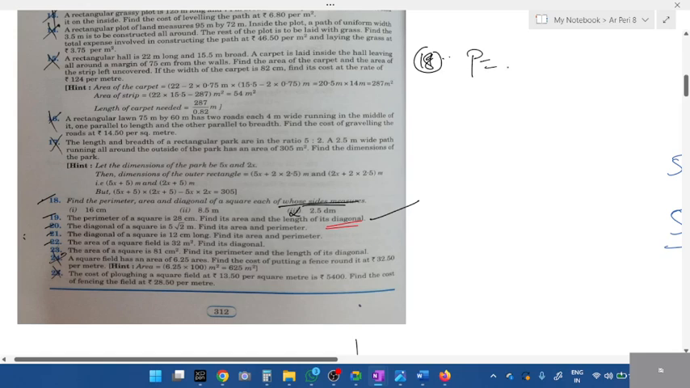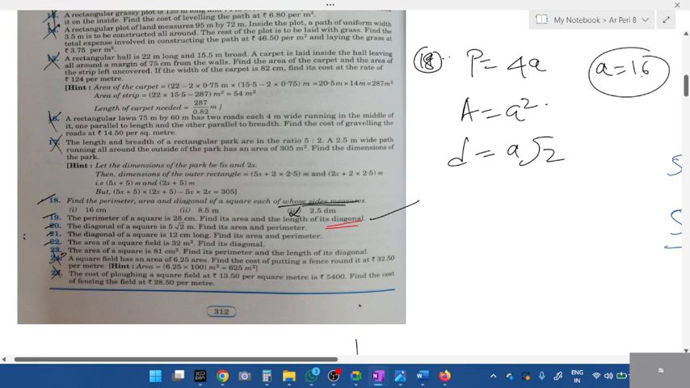What is perimeter of a square formula? What's the formula for perimeter? 4 into A. Area is equals to A square. Diagonal is equals to A root 2. Now, first thing, A value is nothing but 16. In the question, A is 16. So, perimeter, we're doing the 18th question, 4 into 16. That is 64 centimeters.